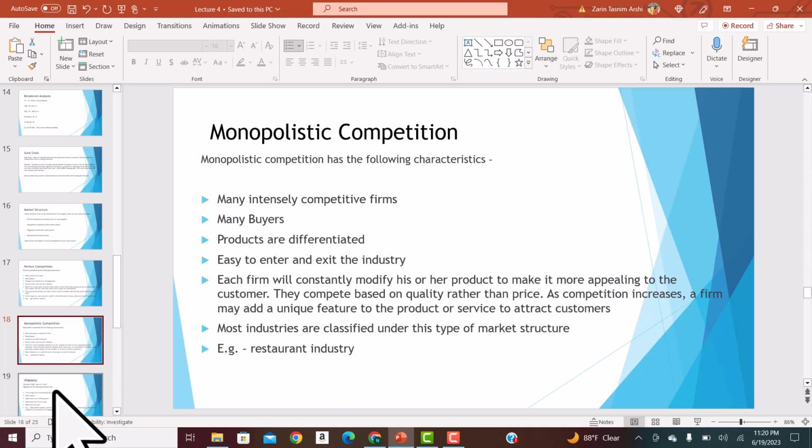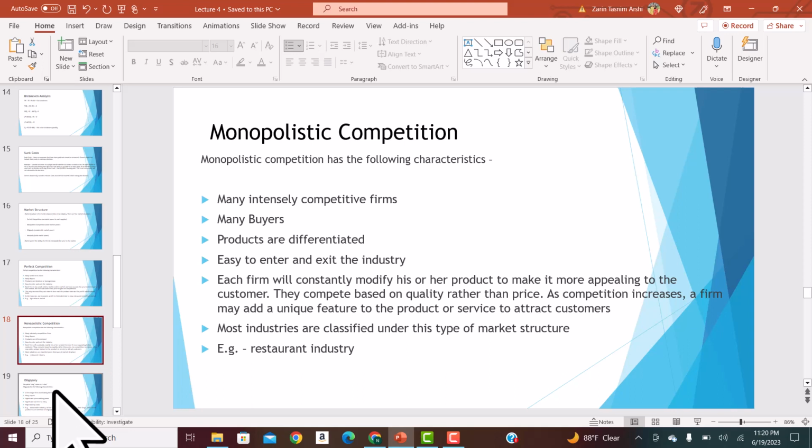Each firm or each business will constantly modify its product to make it more appealing to the customers. So the sellers or the businesses will compete with one another based on quality and different features rather than price. If there's more competition, a firm may try to add a unique feature to the product so that it attracts the customers. Okay, so that's monopolistic competition.